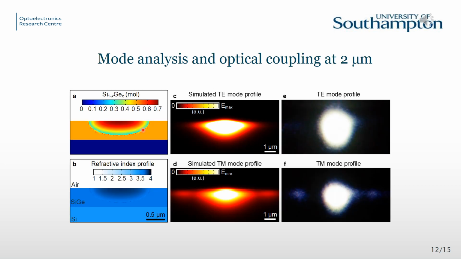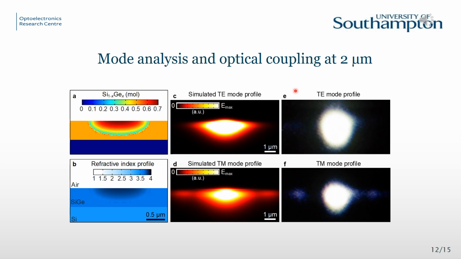The germanium distribution at the cross-section of a laser-written silicon germanium waveguide, which was obtained by a phase field simulation, is given in figure A. The corresponding refractive index profile, which includes the photoelastic effects, is shown in figure B. The simulated fundamental mode profiles for the TE and TM polarized light at a wavelength of 2 micron are shown in figures C and D respectively.